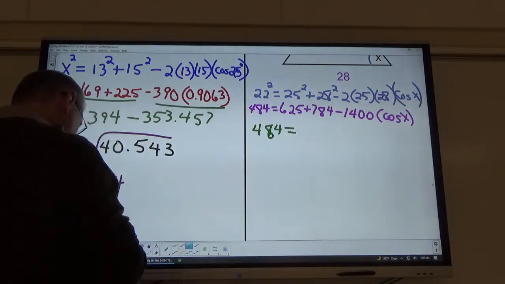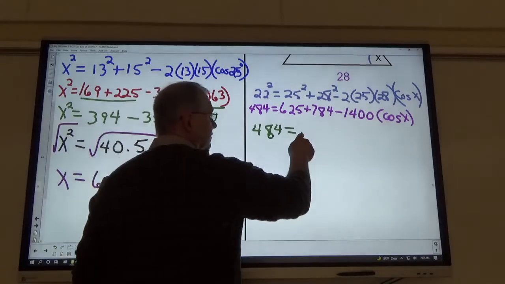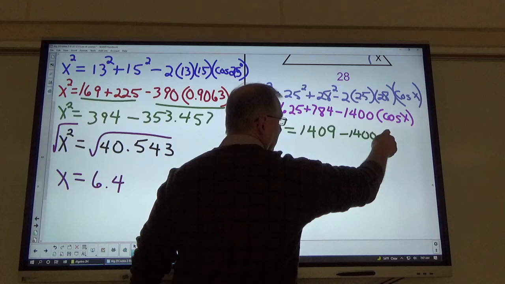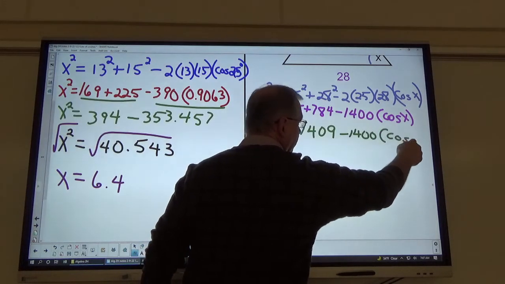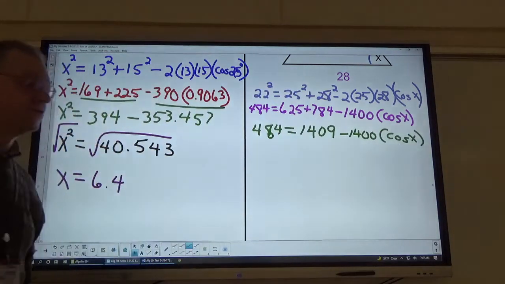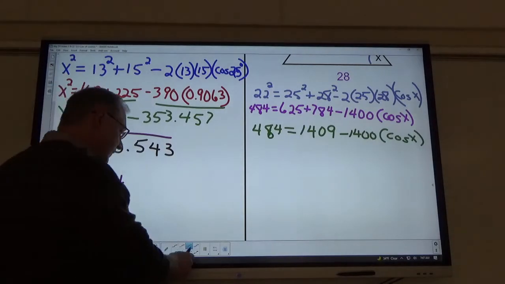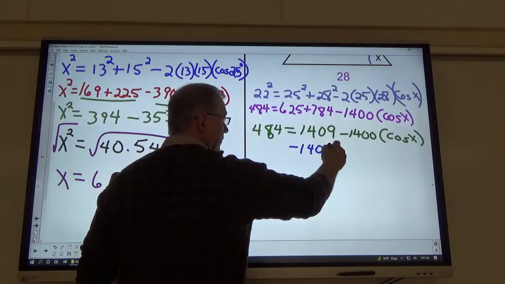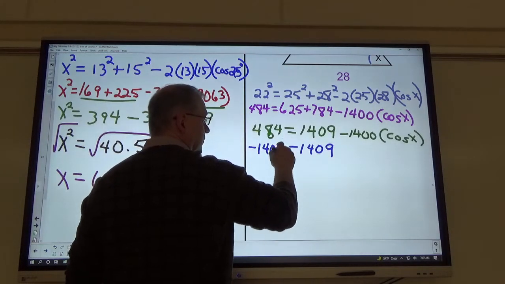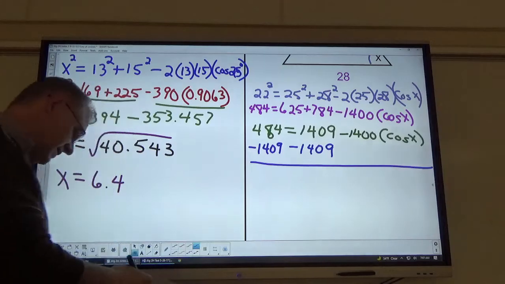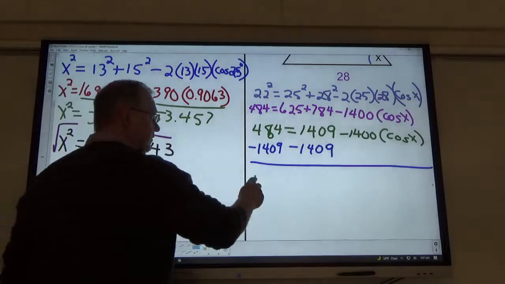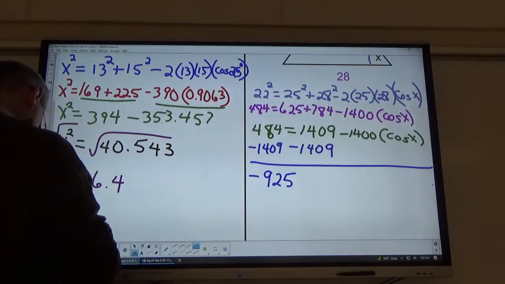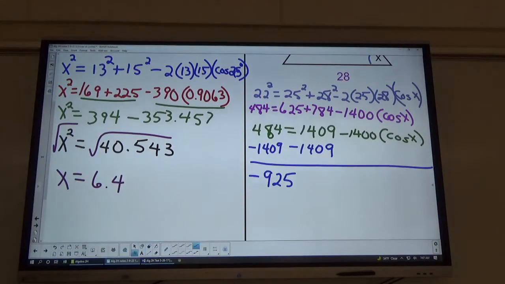Now, when I combine those 2, I get 1409, minus 1400 cosine of x. I'll now have to bring the 1409 over. And that leaves me with negative 925. Doesn't seem right. Let me just double check something.